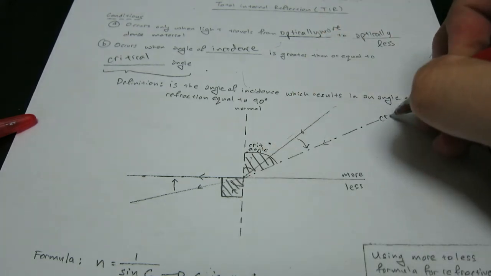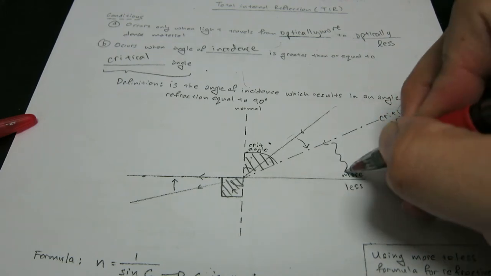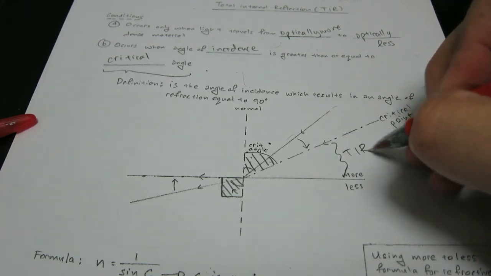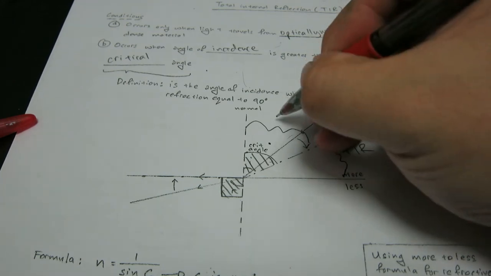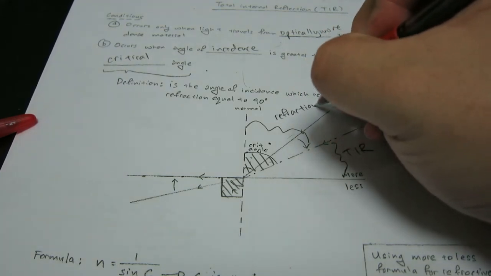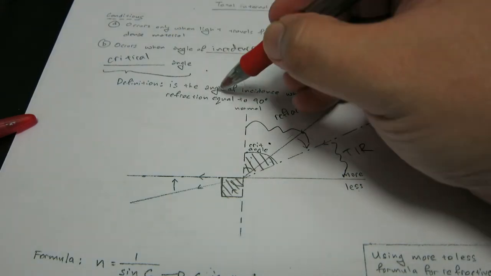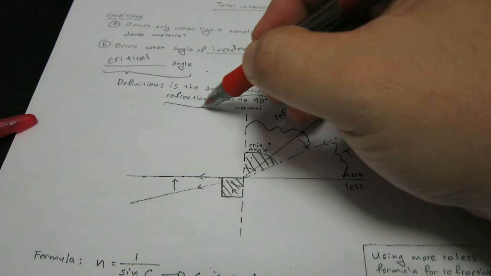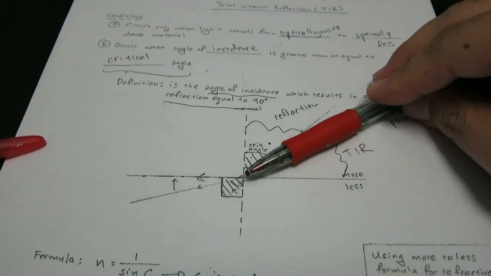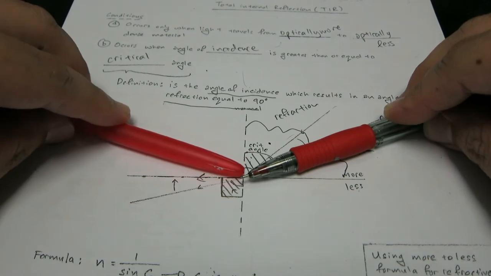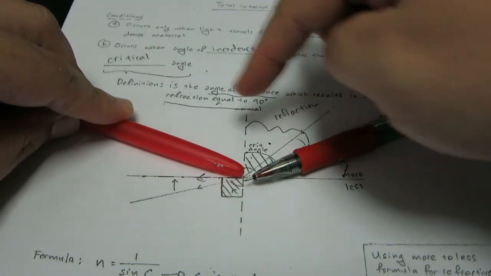Now, this is a critical point, because anything after this critical angle, if you increase the angle of incidence, total internal reflection will occur. But as long as the angle of incidence is less than the critical angle, normal refraction occurs and the light ray goes into the less optically dense medium and bends away from the normal. So this critical angle has a definition: it's the angle of incidence which will result in an angle of refraction equal to 90 degrees. Once my angle of incidence exceeds the critical angle, the surface at the bottom here will act like a mirror and reflect all the light. That means your angle of incidence equals the angle of reflection now.